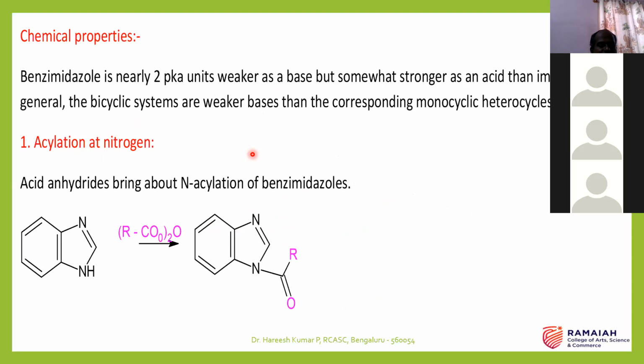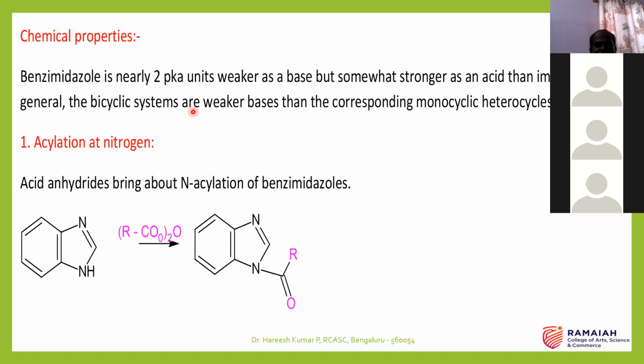Reactions, more particularly chemical reactions. Up to this, we discussed the synthesis, preparation, production or manufacture of benzimidazole. Now we are discussing the chemical properties. Since it contains two nitrogens, it is 2 pKa units weaker as a base, but somewhat stronger as an acid than imidazole. So that's what you need to remember.